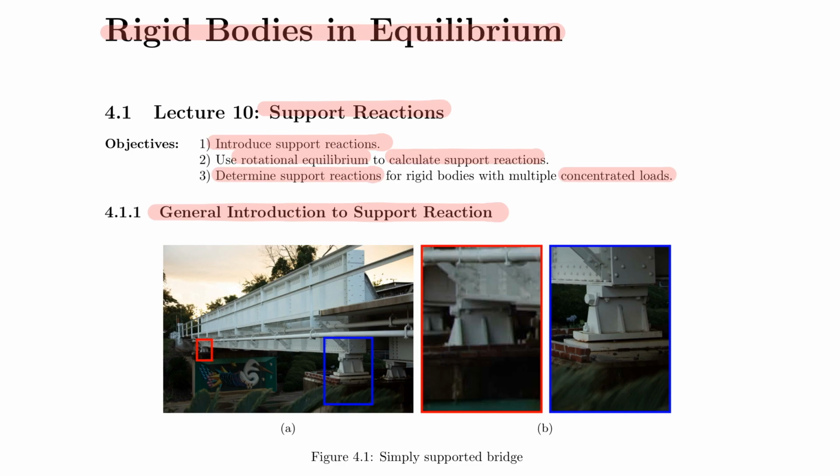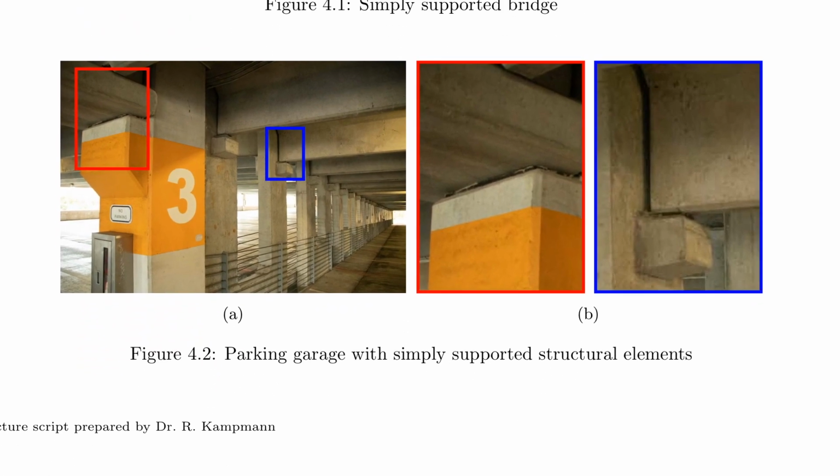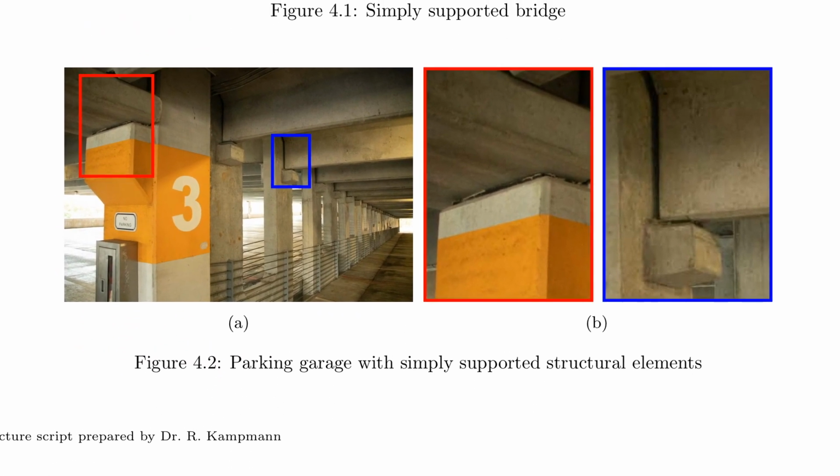Let's take a look at the next picture. Here we see a parking garage, and a parking garage consists kind of like a Lego system of many parts that are stuck together. For example, here you can see that there is a pedestal, which is magnified right here, and there sits a concrete beam on top of it.